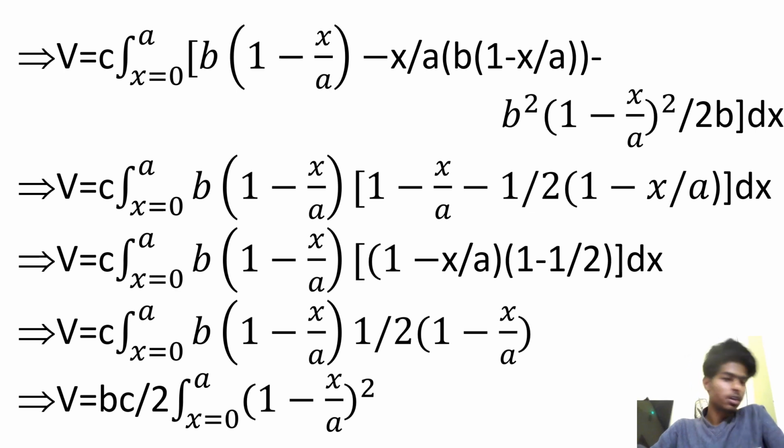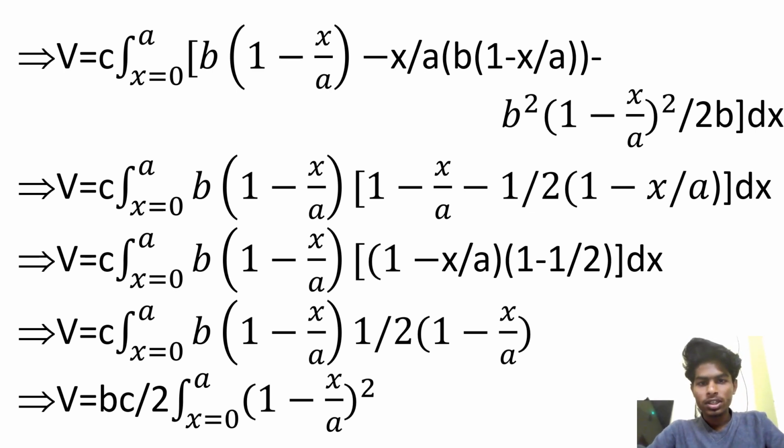After applying upper limit and lower limit, we will get V equals to c into integration of x equals to 0 to a, b into 1 minus x by a minus x by a into b into 1 minus x by a minus b square into 1 minus x by a whole square by 2b with respect to dx. Now we can see V equals to c into integration of x equals to 0 to a, b into 1 minus x by a into 1 minus x by a minus 1 by 2 into 1 minus x by a into dx.